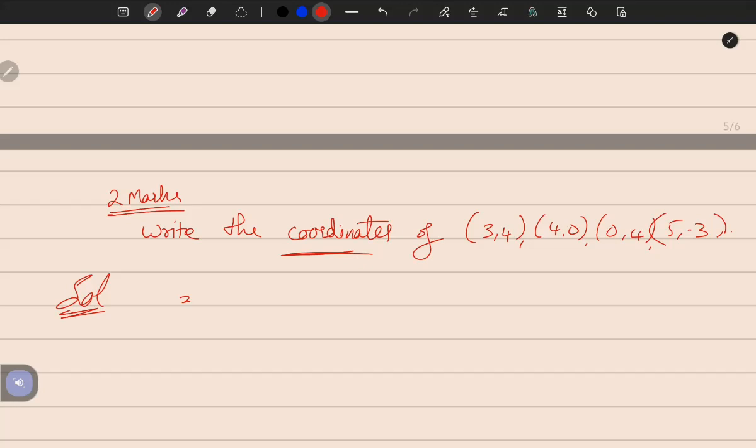So this question is for 2 marks. Write the ordinates of 3 and 4, 4 and 0, 0 and 4, and 5 minus 3. So ordinates means y axis. So this is x and this is y. So they are telling to write the ordinates of those numbers. So 4, 0, 4, minus 3.